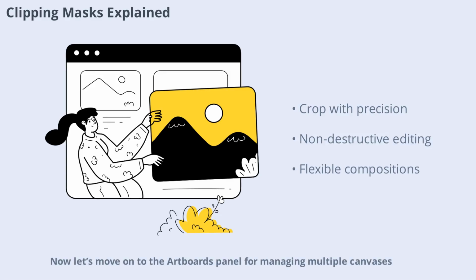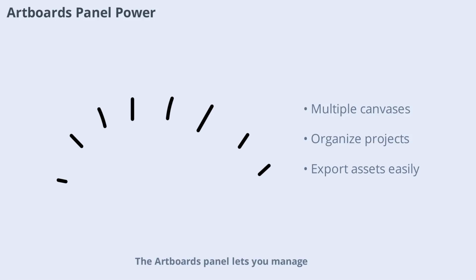Now let's move on to the Artboards panel for managing multiple canvases. Artboards panel lets you manage multiple canvases within a single Illustrator file. This is perfect for creating design systems, presentations, or exporting assets for web and print.